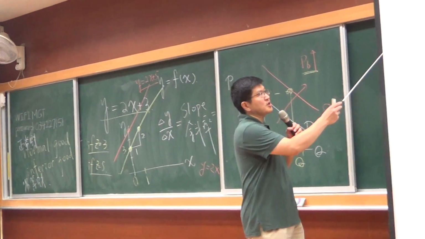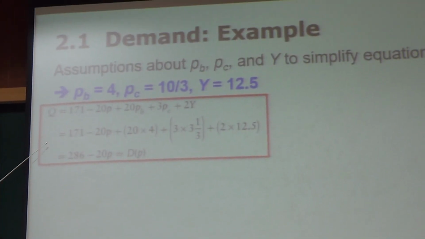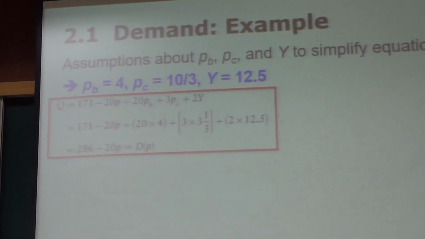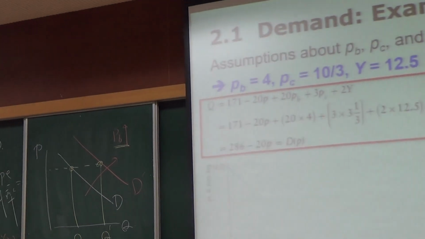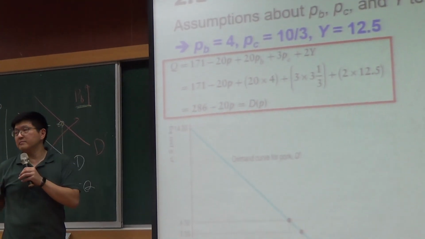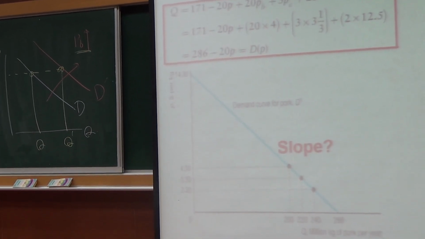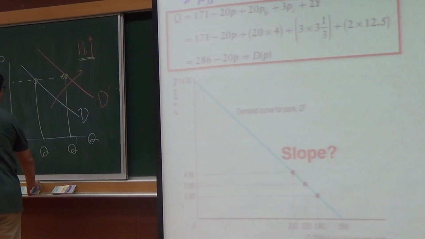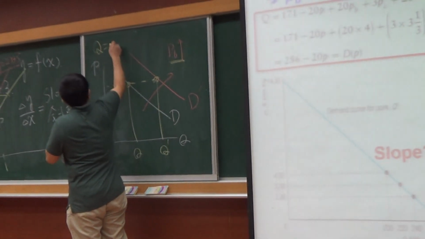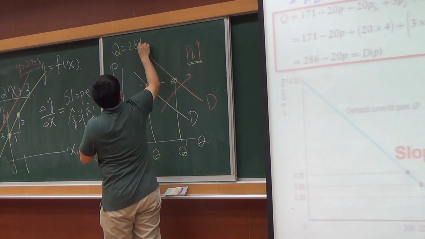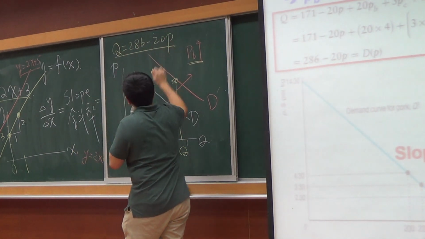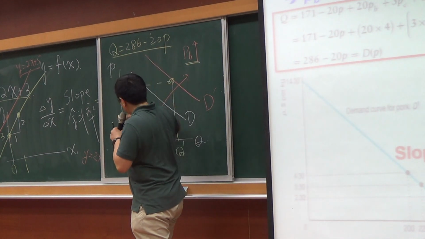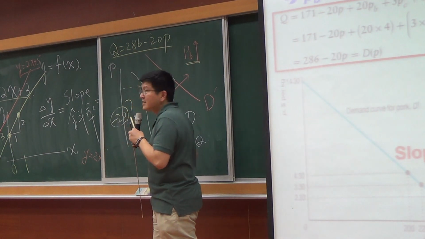Then the function we just described can be reduced to Q equals 286 minus 20P, and we may draw it on the diagram. And the slope, what is the slope? Q equals 286 minus 20P. So what is the slope here? Is it negative 20 or not?